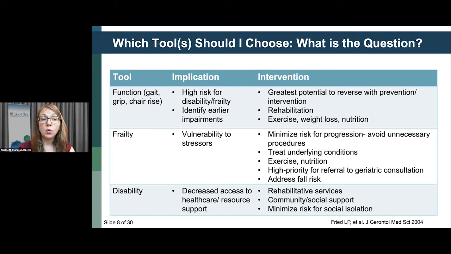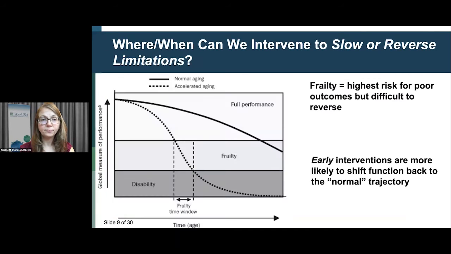In contrast, if you were looking for patients that maybe need intensive case management, connection to aging resources, assistance with public transportation and handicap accessible transportation, then a measure of disability, such as assessment of activities of daily living, might be a more appropriate choice.